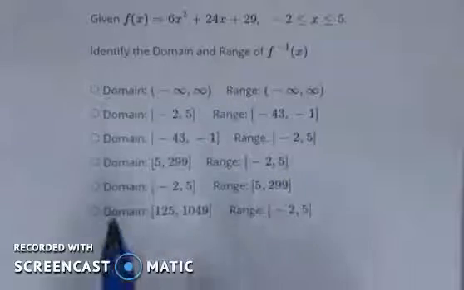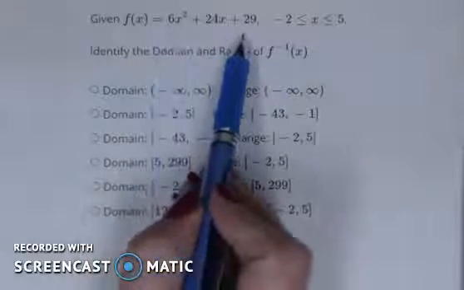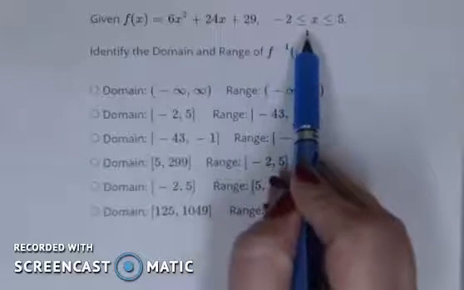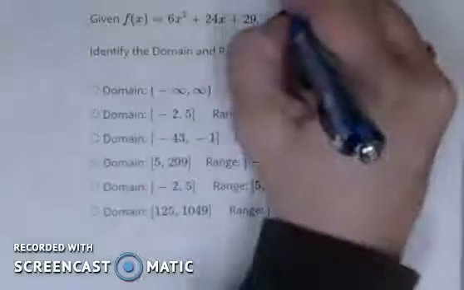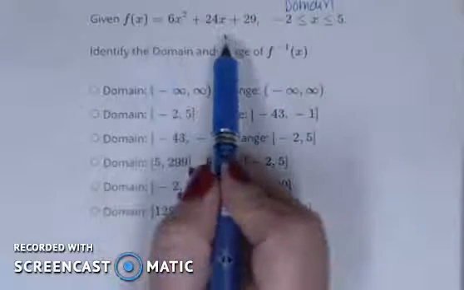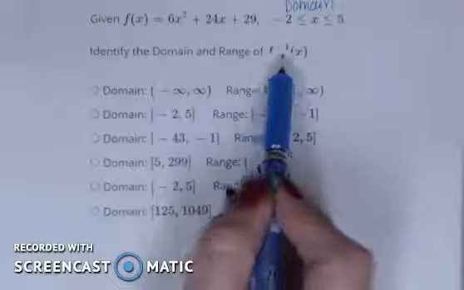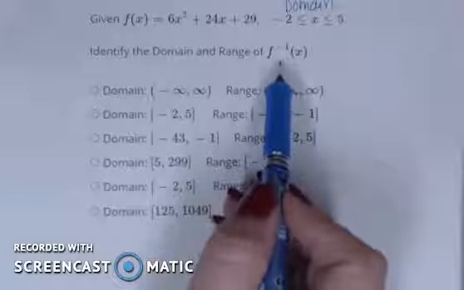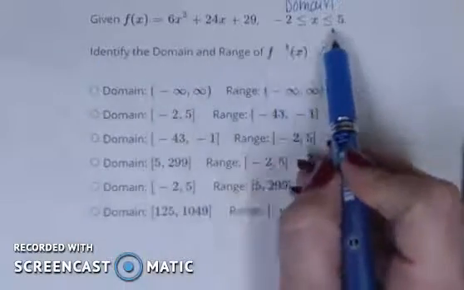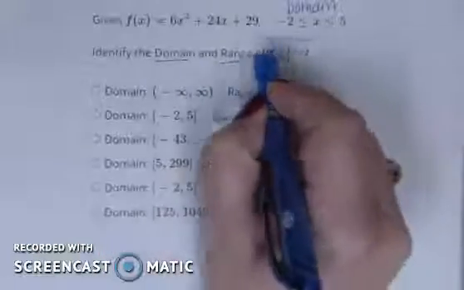This problem says, given f of x equal to 6x squared plus 24x plus 29, and negative 2 is less than or equal to x is less than or equal to 5, this is the domain they are giving you with this function. And they want to say, identify the domain and range of f inverse. And so a couple of things that we need to take note of. This is your original function and its domain. We are looking for the domain and range of the inverse.